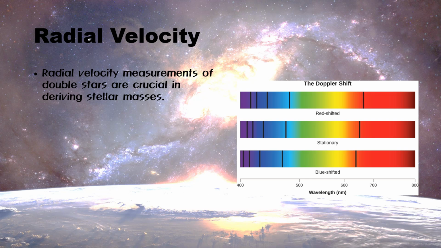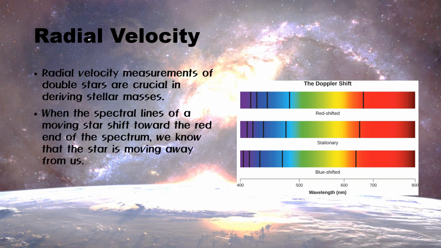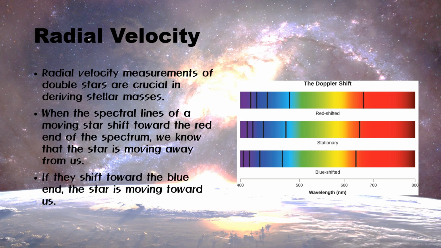Now, radial velocity measurements of double stars are crucial in deriving stellar masses. When the spectral lines of a moving star shift toward the red end of the spectrum, we know that the star is moving away from us. If they shift toward the blue end, then the star is moving toward us. And we can see that here in our Doppler shift image. We have right here a red shifted image, a stationary, and a blue shifted. So the stationary is kind of that neutral zone. You can see if we shift red, all our lines here are to the right of how they are in the stationary. And in the blue shift, they're all to the left of the stationary.